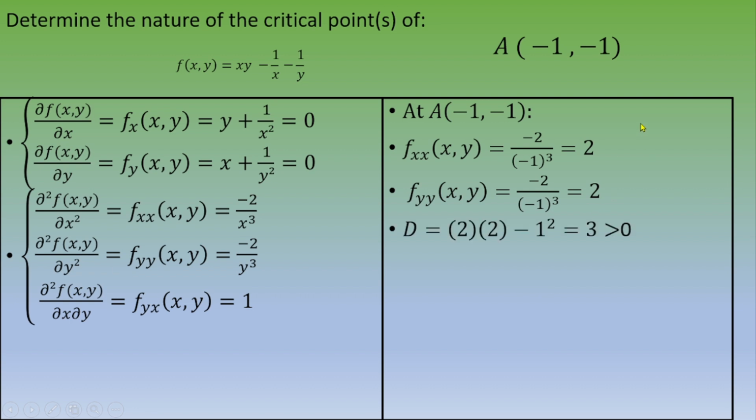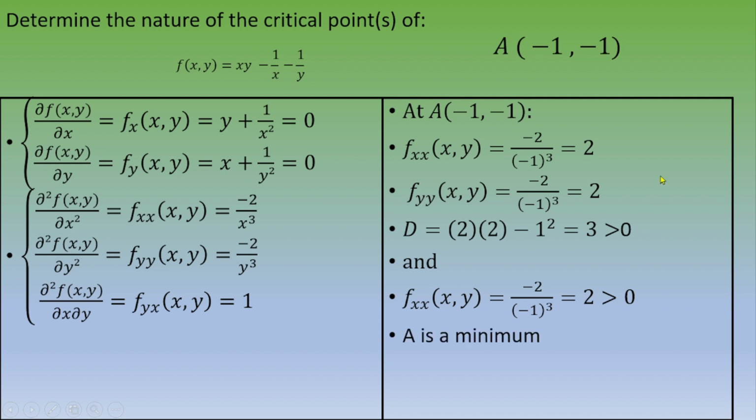So next step, you calculate capital D, and this is 2 times 2 minus 1 squared, and this is 3, and 3 is a strictly positive number. So when D is strictly positive, then you need to focus on the sign of the second order partial derivative with respect to x. We already calculated it, and this is 2. This is a strictly positive number. So you can conclude that A is a minimum.